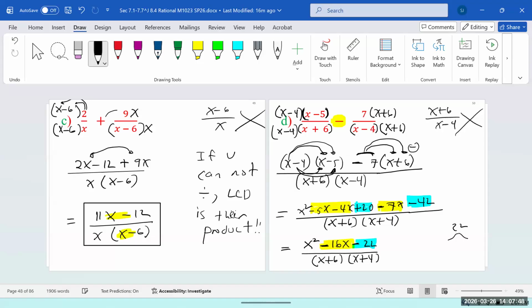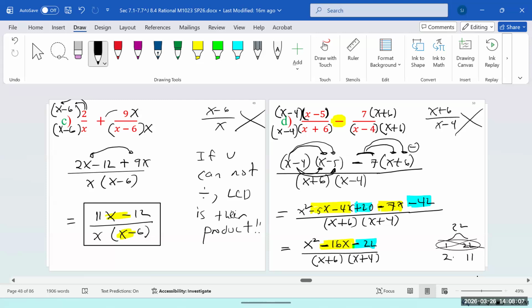22 has which factors? 1 and 22, and 11 and 2. So 1 plus 22 is 23. 1 minus 22 is 21. But what are we looking for? 16. So this one doesn't work.